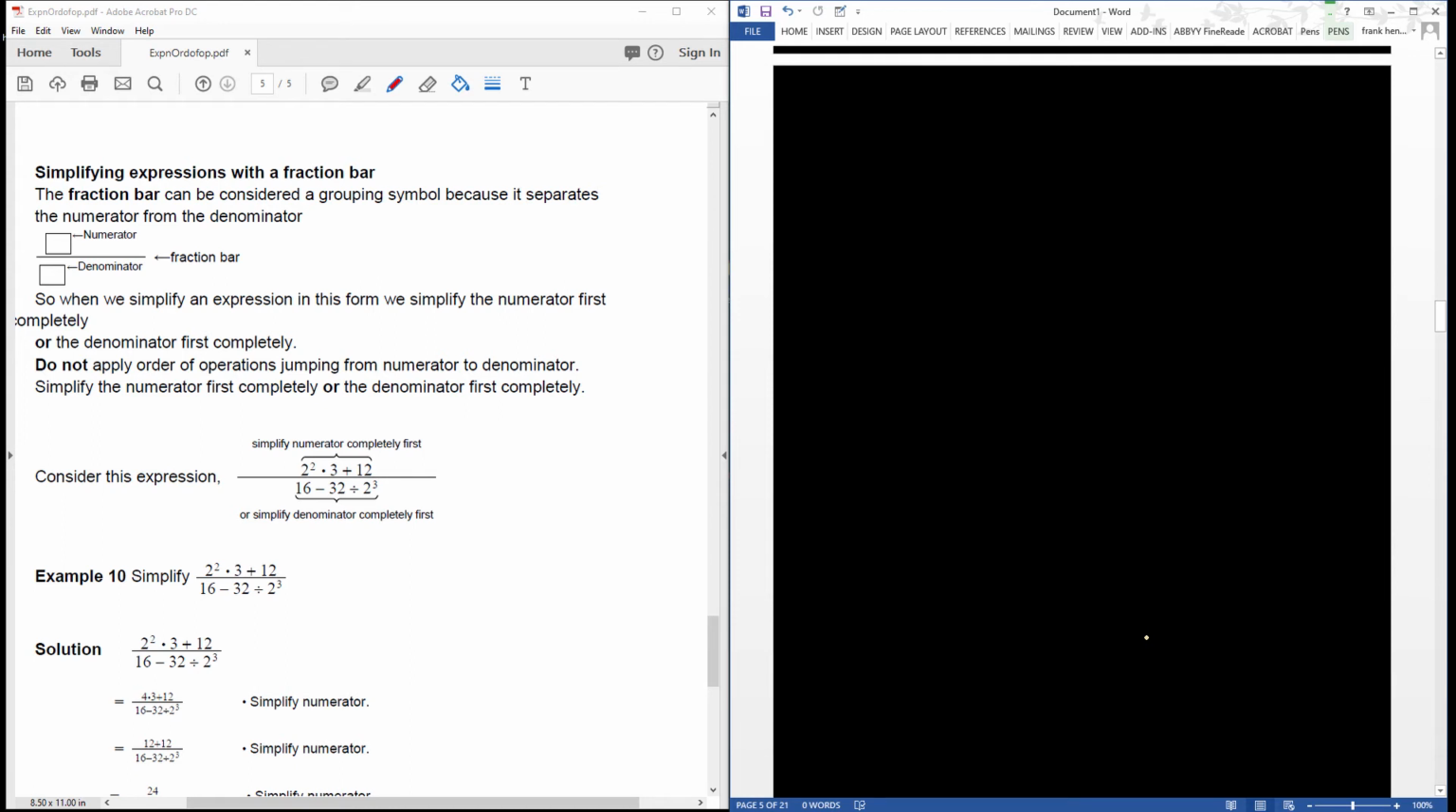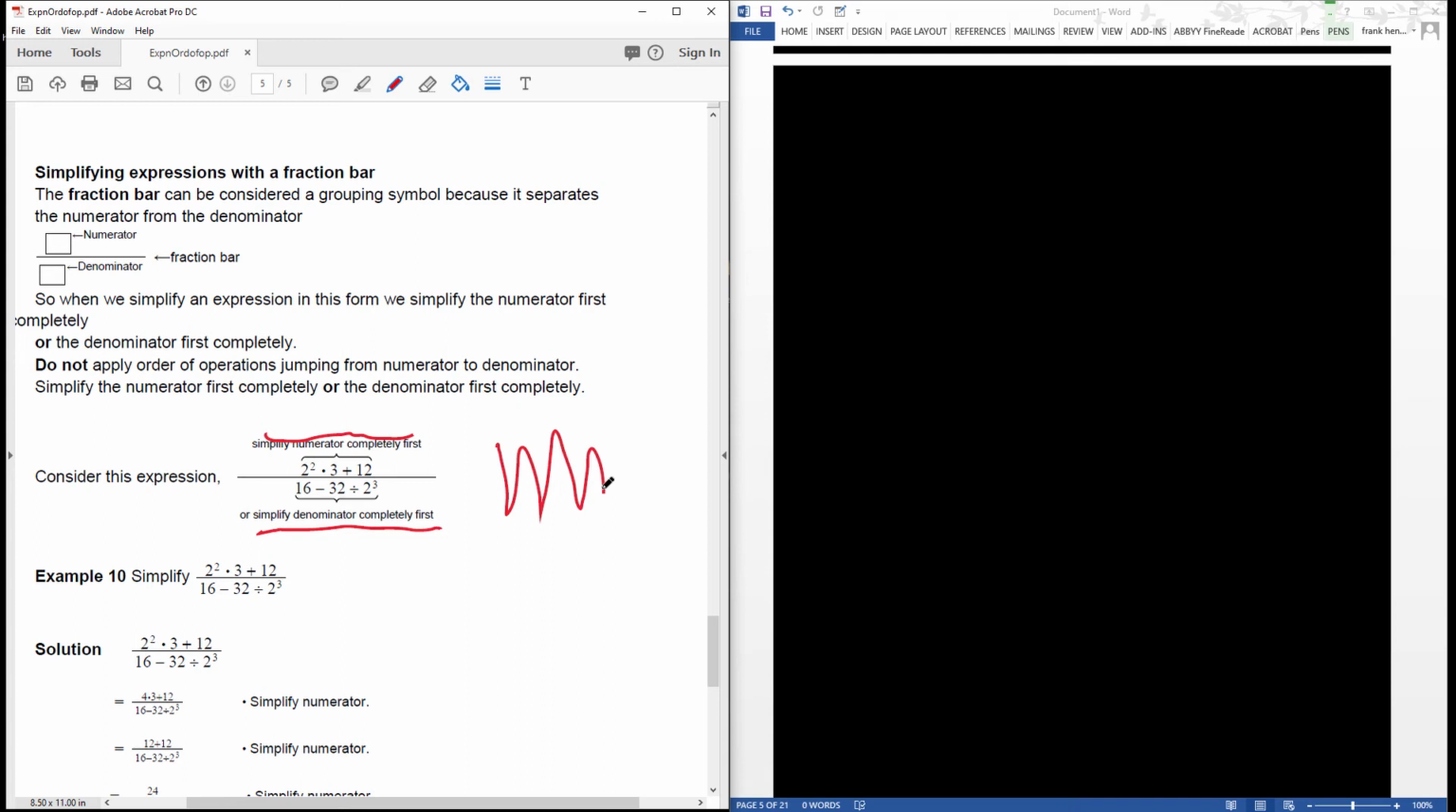Simplifying expressions with a fraction bar. The fraction bar can be considered a grouping symbol because it separates the numerator from the denominator. So when you simplify the expression, you want to simplify the numerator completely first, or simplify the denominator completely first. You don't want to jump back and forth following the order of operations, because you get garbage then.